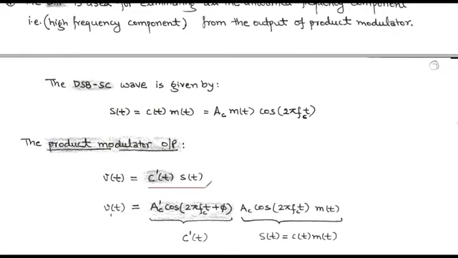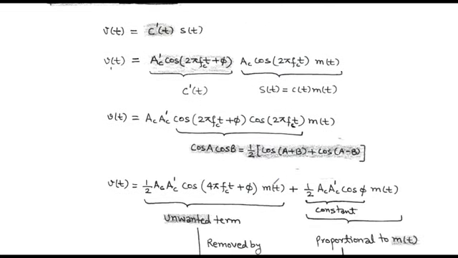Now in place of C dash we can write AC dash cos 2 pi fct plus phi, and S function of t is double sideband suppressed carrier, that is AC cos 2 pi fct into mt. So we simply multiply it and we get AC into AC dash cos 2 pi fct plus phi into cos 2 pi fct into mt. Now here there are two cos terms, so we use the formula cos A cos B equals 1 upon 2 within bracket cos A plus B plus cos A minus B.